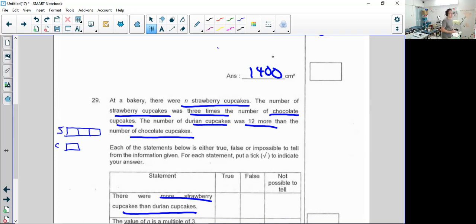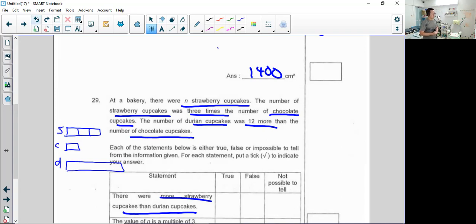So the strawberry cupcakes was 3 times the chocolate cupcakes, and the durian cupcakes was 12 more than the chocolate cupcakes. Now, the durian can be like this, which is more than the chocolate. It can also be even much longer. So we are not sure which one that is. Just take note, the durian can be less than the strawberry, or it can be more than the strawberry, but it definitely has to be more than the chocolate cupcakes. Agree?